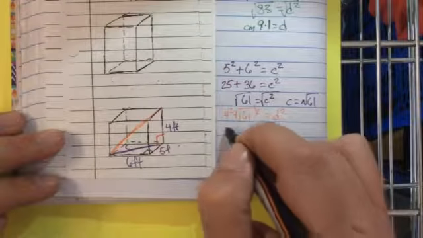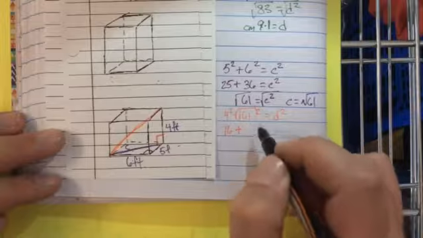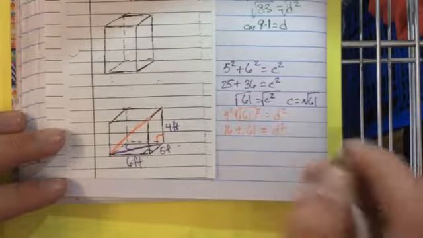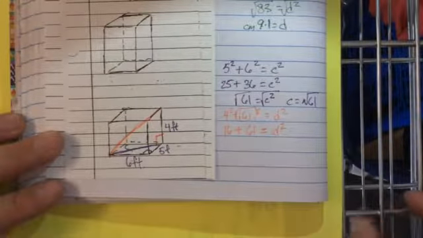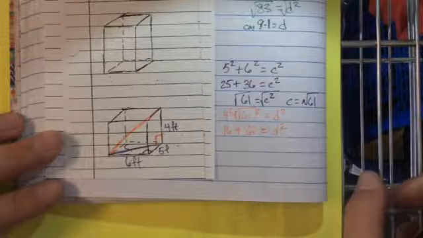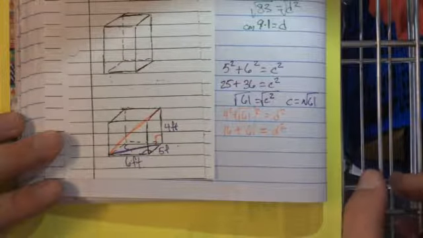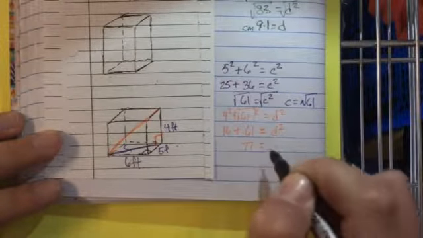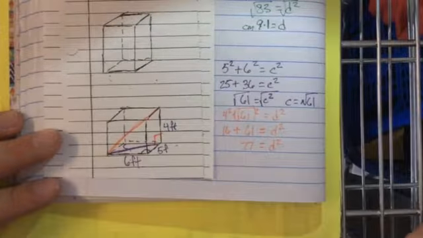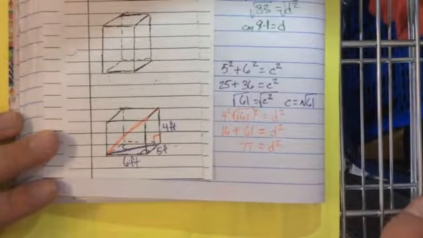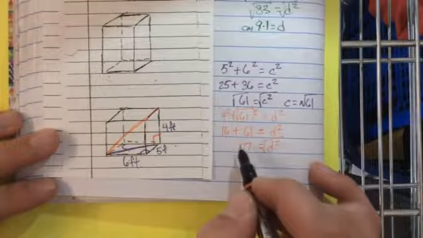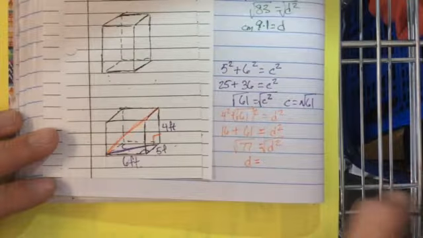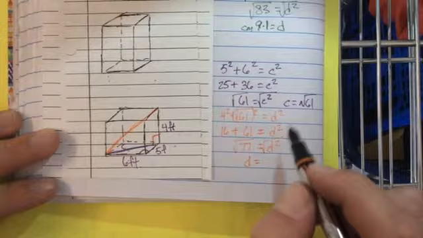4 squared is? The square root of 61 squared is? 61. And that equals D squared. 61 plus 16 is 77. That equals D squared. And we take the square root of both sides. And for D, we're looking for a decimal value. And what is the square root of 77? 8.8.